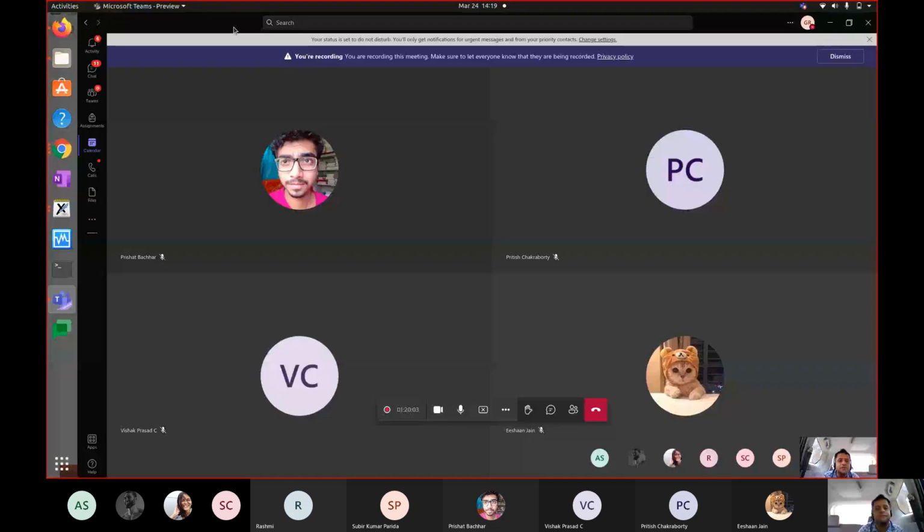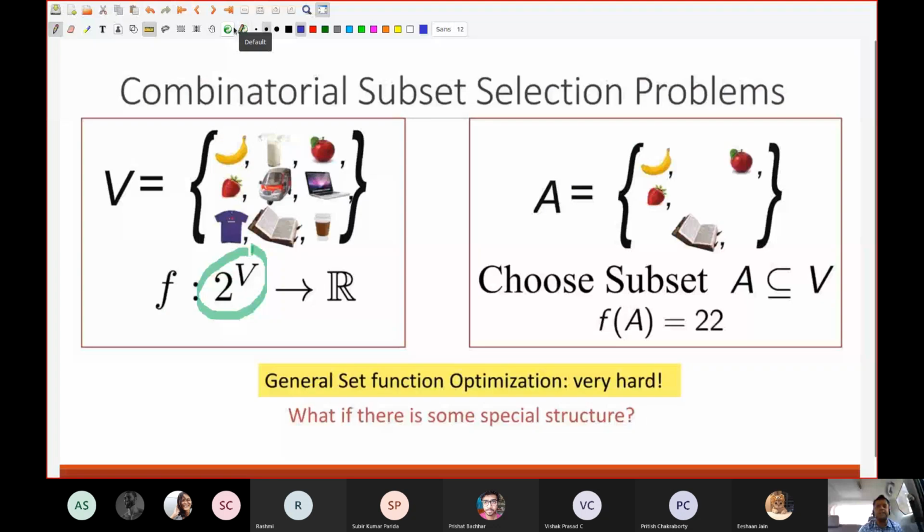So the combinatorial subset selection problem is that going over all the elements of the power set, which is all possible subsets, is very expensive, right? So here's a subset I have chosen of apples, bananas, and books, and somehow the score given to that subset is 22, right? So what is a structure that the problem can lend itself to efficient solution so that I can find the right subset with the best score?